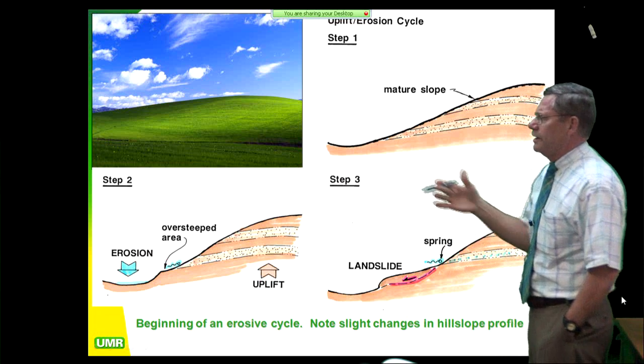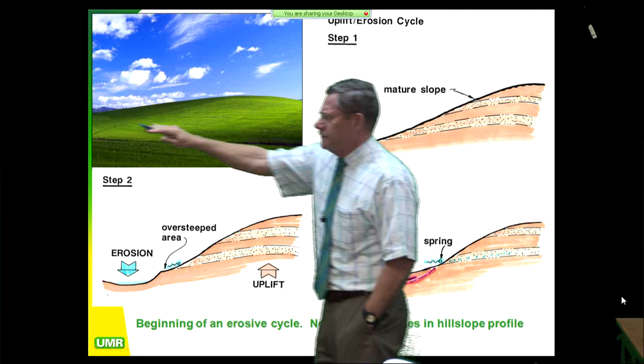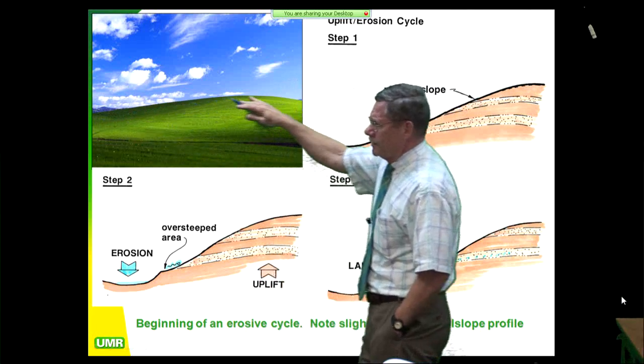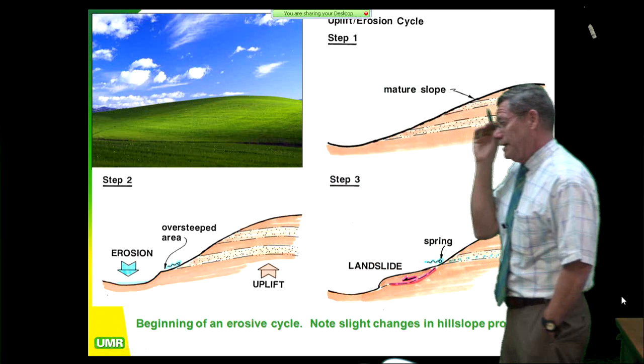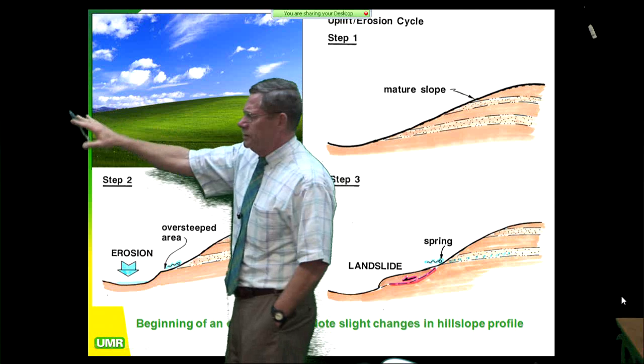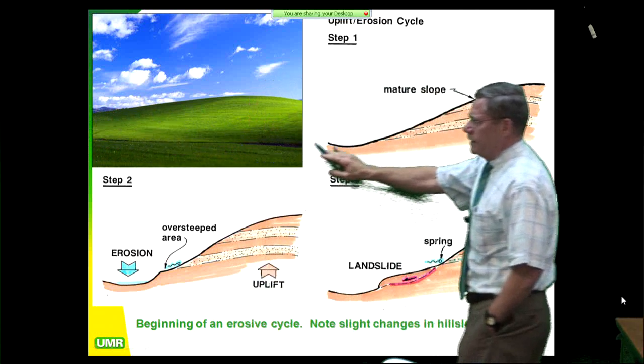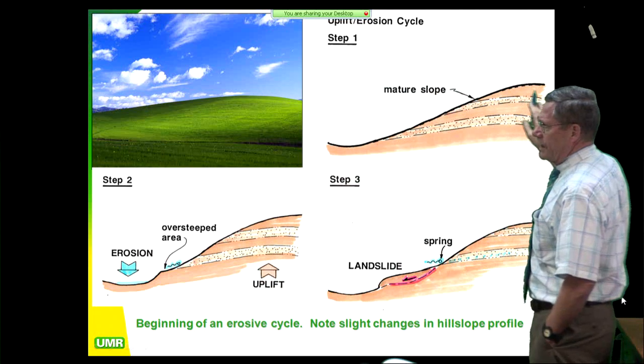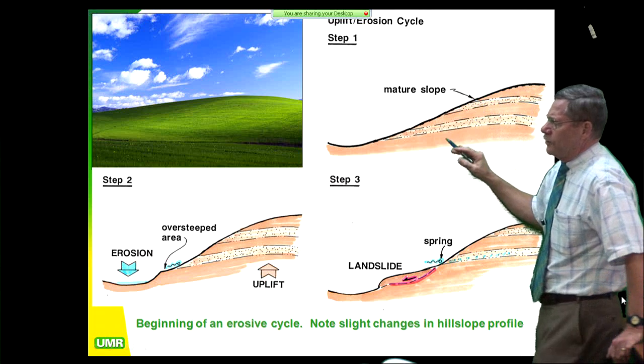Okay, so here we are. Here's our Windows picture from Microsoft. And I know right where this picture is taken, on the north side of the Livermore Valley. And that's a nice, smooth slope in equilibrium, a nice, mature slope. And nothing too bad's going on there.